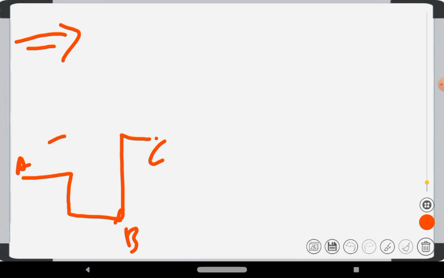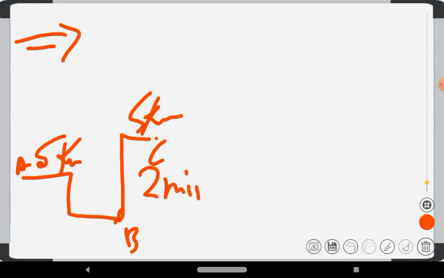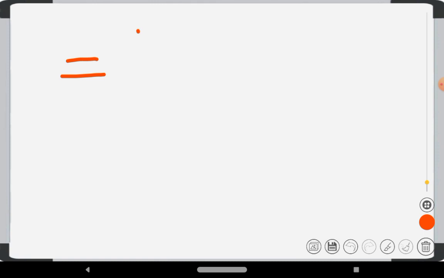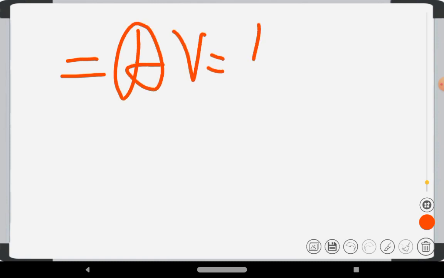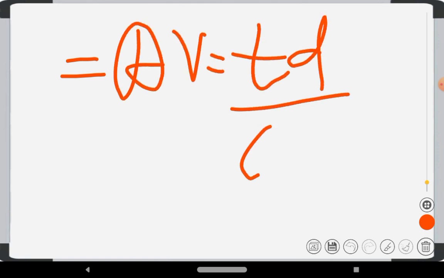Then it is 5 kilometers, and it is 5 kilometers, but one takes 2 minutes and the other takes 4 minutes. So we will do the calculation here. It takes 3 minutes, like so. The average speed is equal to TD upon TT.